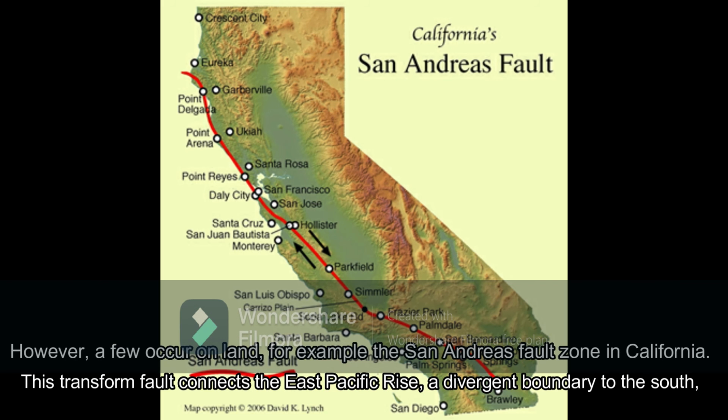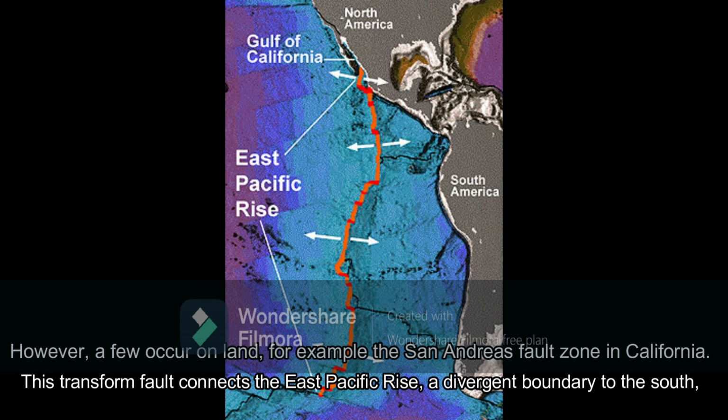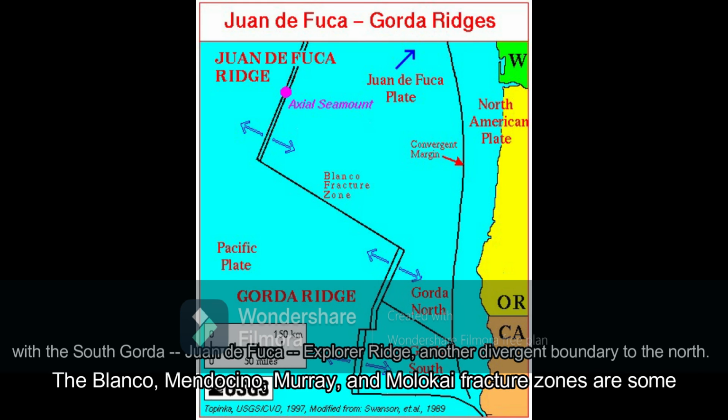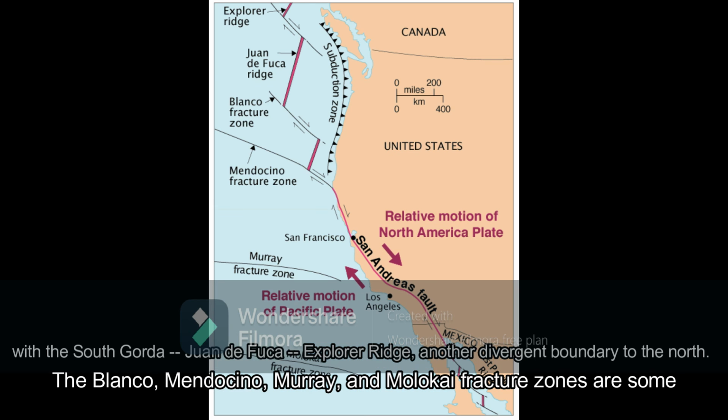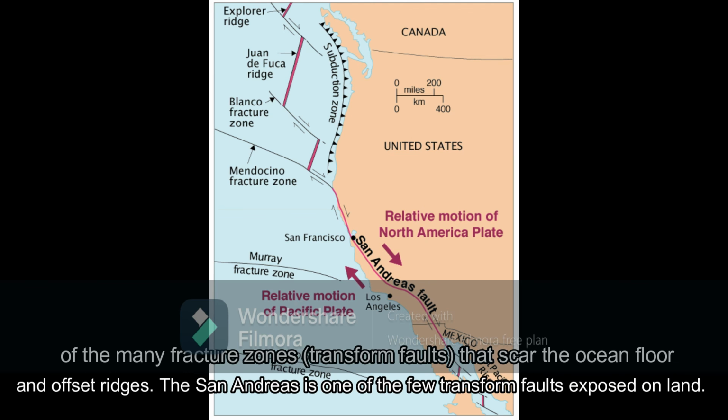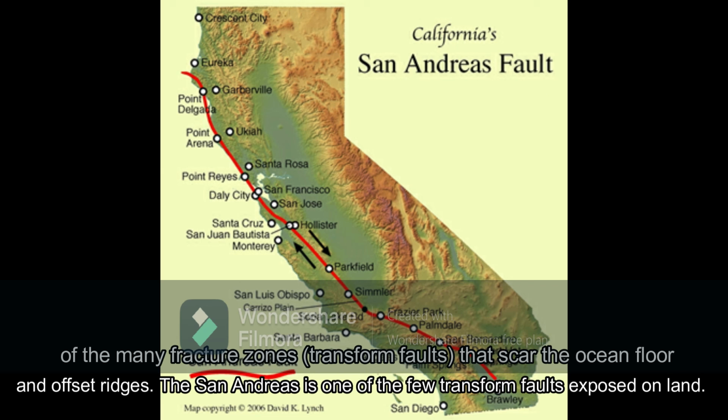This transform fault connects the East Pacific Rise, a divergent boundary to the south, with the Juan de Fuca and Explorer Ridge, another divergent boundary to the north. The Blanco, Mendocino, Murray, and Molokai fracture zones are some of the many fracture zones that scar the ocean floor and offset ridges. The San Andreas is one of the few transform faults exposed on land.